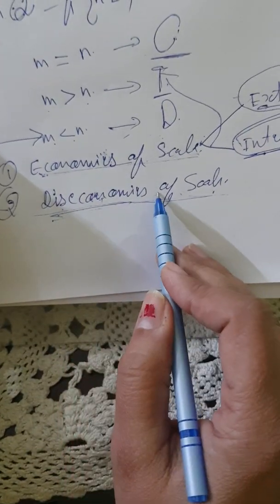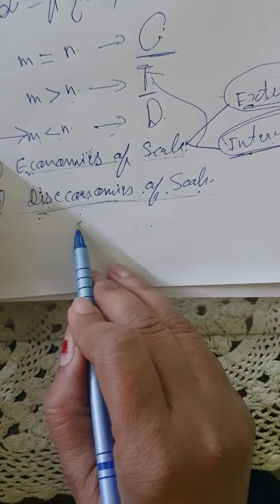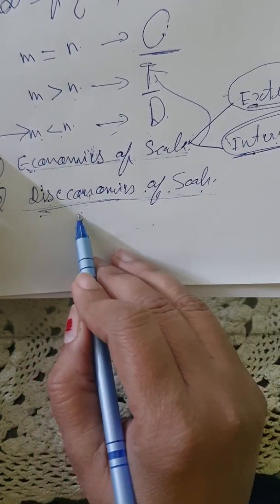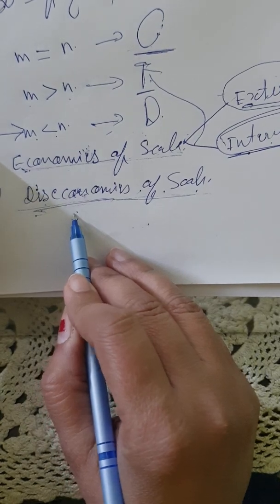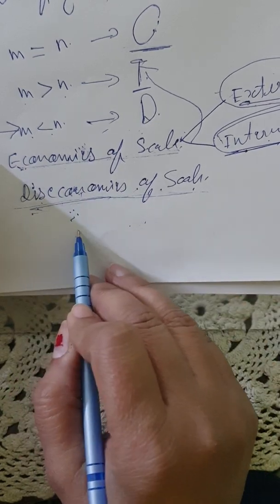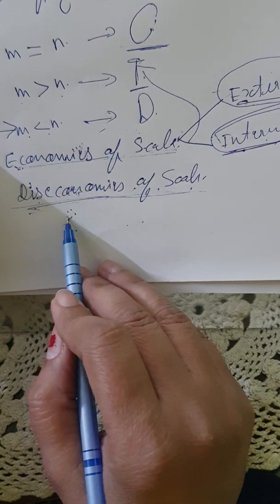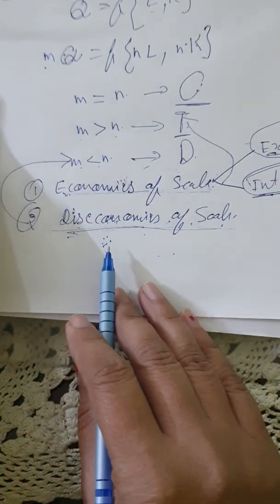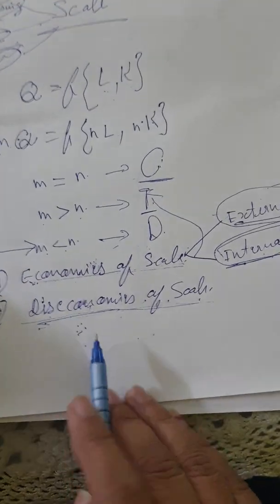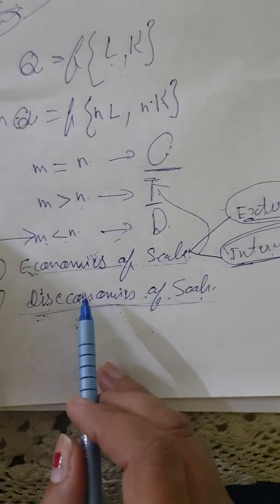Similarly, diseconomies of scale are again of two types, internal and external. If you are producing more and because of that you are getting some losses, it is internal diseconomies. And if other plants are increasing size, if your industry is increasing size, and because of that you are getting some losses, that is external diseconomies of scale. Here I want to give you example of economies and diseconomies of scale. Of every point I will explain with the help of an example.